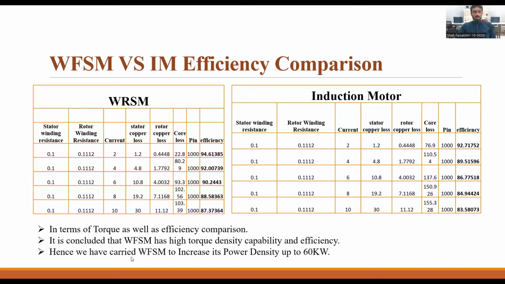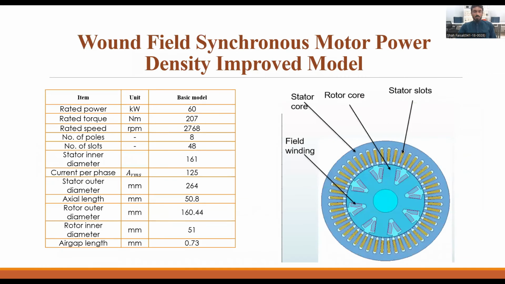Hence we have taken the wound field synchronous motor and increased its power density up to 60 kilowatt. This is the wound field synchronous motor's power density improved model, the 60 kilowatt motor whose density we have improved. These are the parameters: its rated torque is 207 and rated speed is 2768.